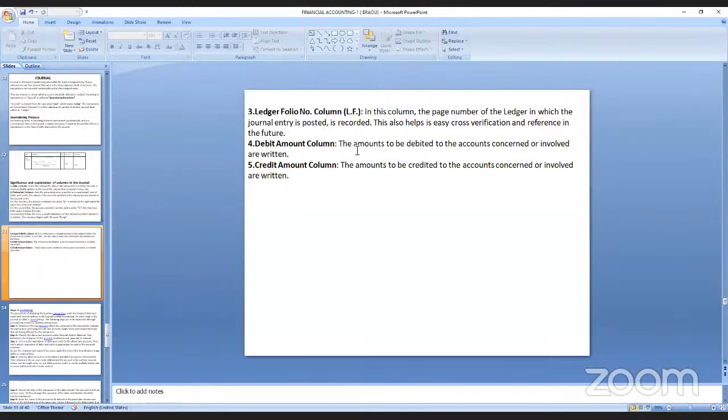Ledger folio is nothing but a column in which the page number of the ledger will be written.